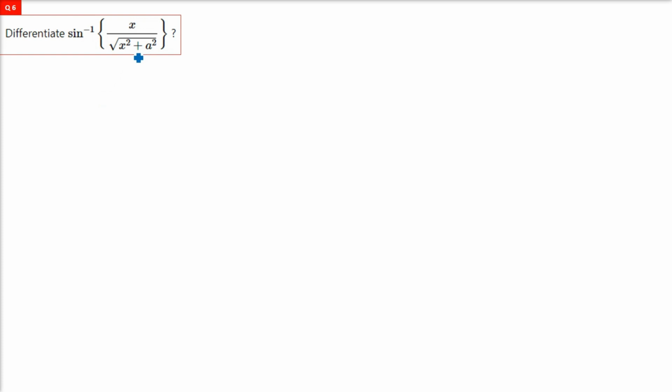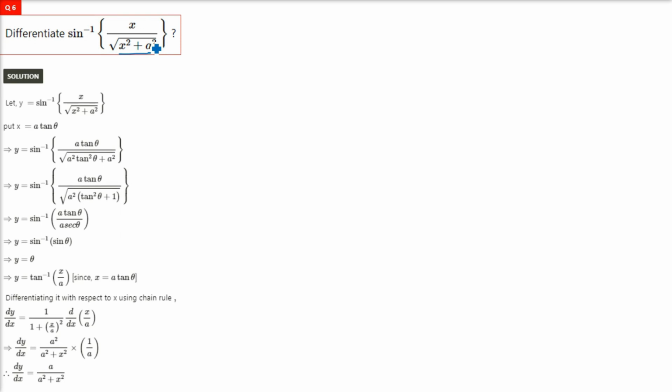Now sin inverse of x by under root a x square plus a square. So you have x by something, and that we have to convert into some sine, something with sine, so that we can cancel sine and sine inverse. Now we already know the relationship between sine and cos: sin square theta plus cos square theta is equal to 1. But when you have under root a square plus x square, what do we put?